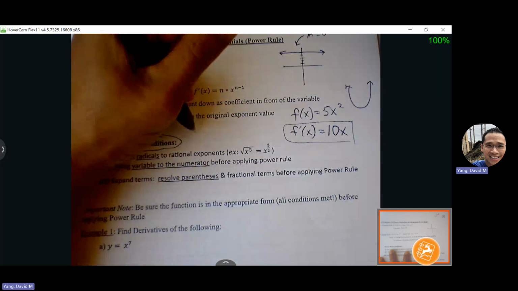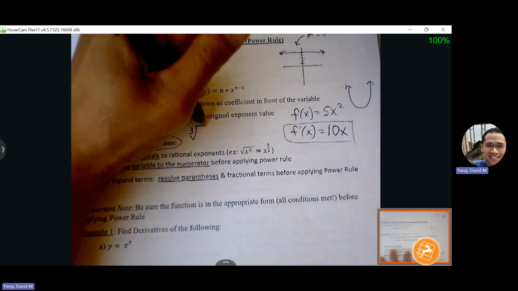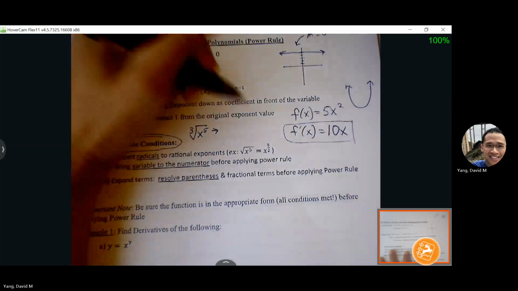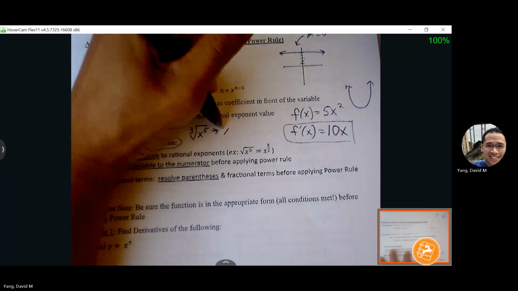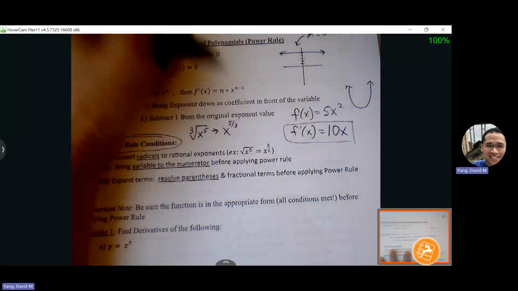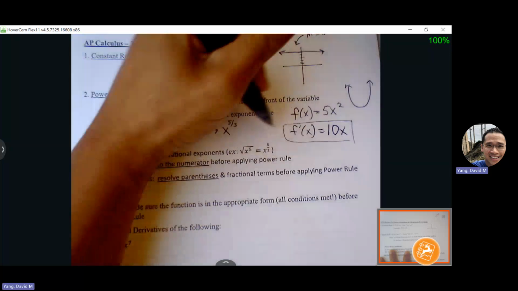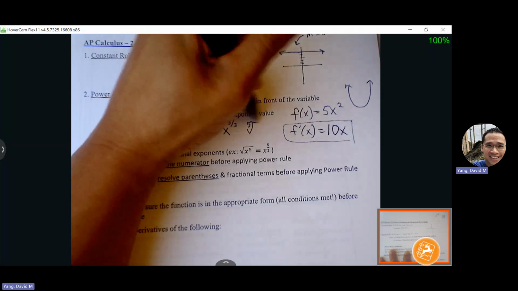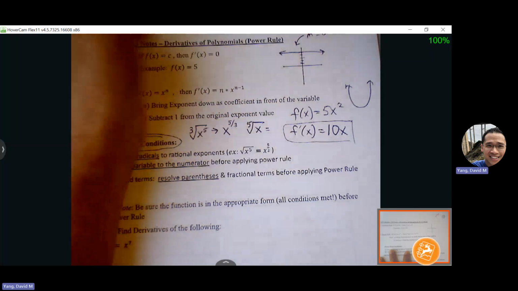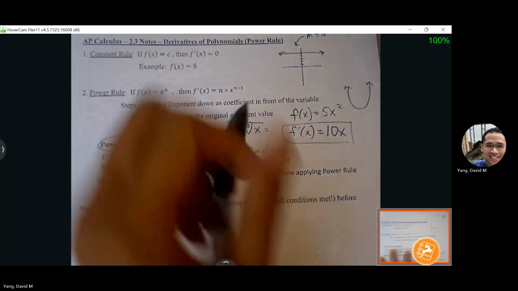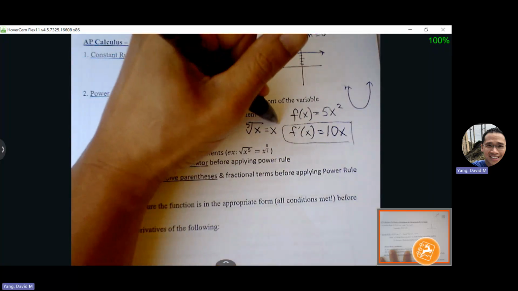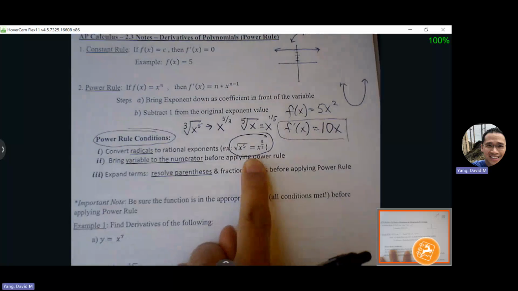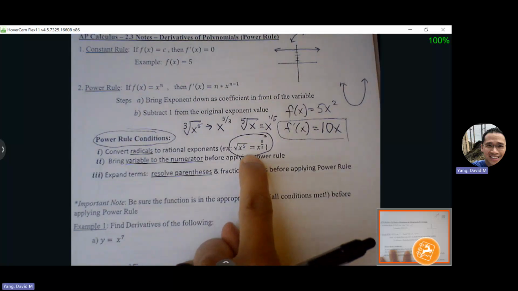So for instance, let's say I had the cube root of x to the 5th. I would want to rewrite this as what? X to the 5/3. If I had the 5th root of x, I would want to rewrite it as what? X to the 1/5. Now this one gives students a lot of trouble. Square root of x to the 5th.